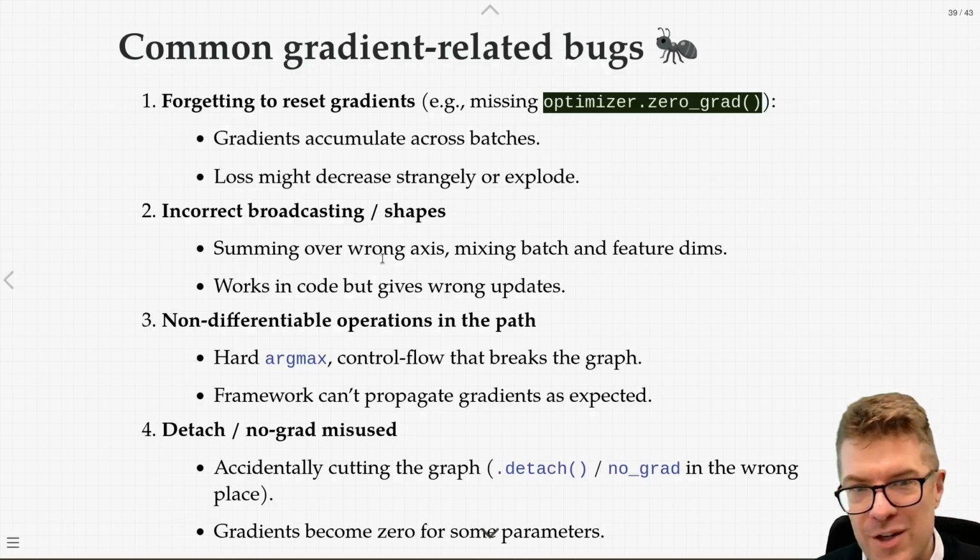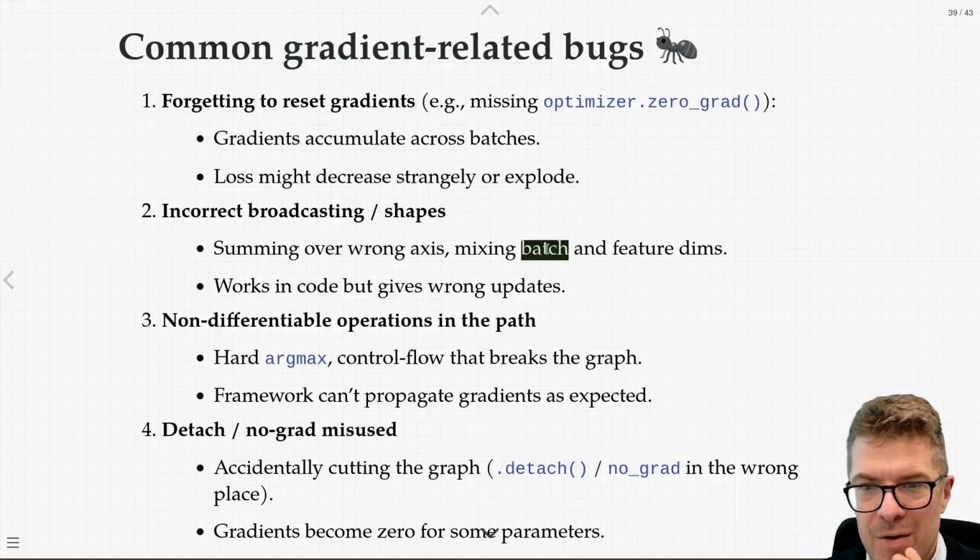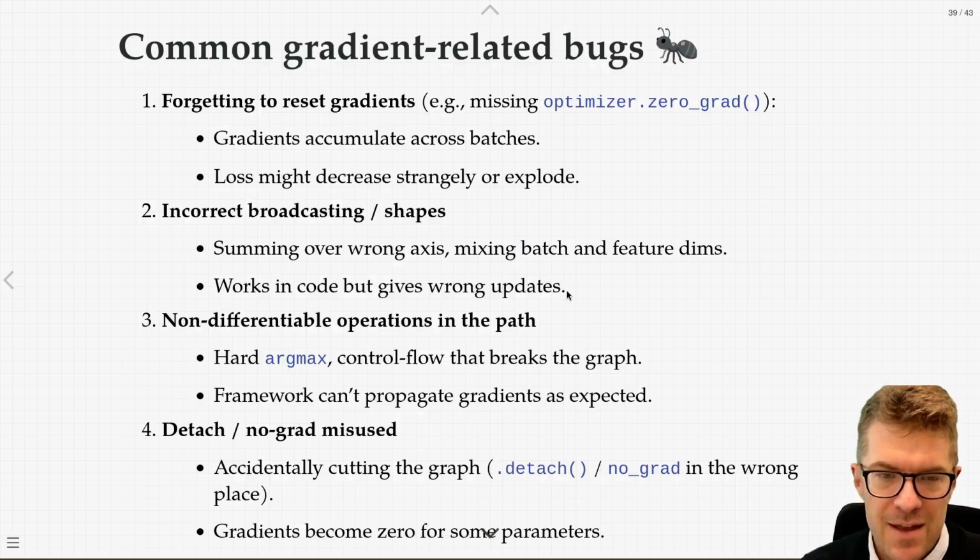So you need to make sure you're summing over the right axis, that your forward passes are the same, that you're not mixing batches and feature dimensions, like all of the simple pandas data handling things that I just walked over quickly is done correctly.